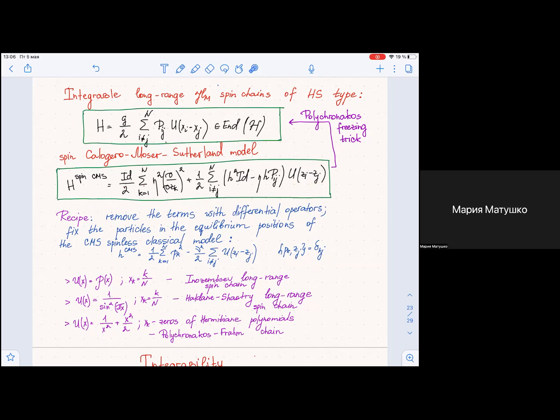So what is the recipe? The recipe is the following. You just remove all these differential operators from Calogero and put all zetas in their equilibrium positions. These equilibrium positions are the following for Calogero in the elliptic and trigonometric case, and in the rational case they are zeros of Hermite polynomials. So you fix the points in the equilibrium position of the classical model. So this is the recipe, and it works for the Haldane-Shastry spin chain.